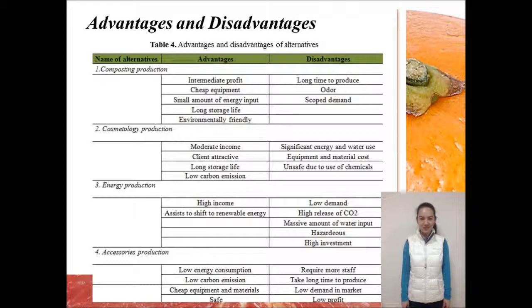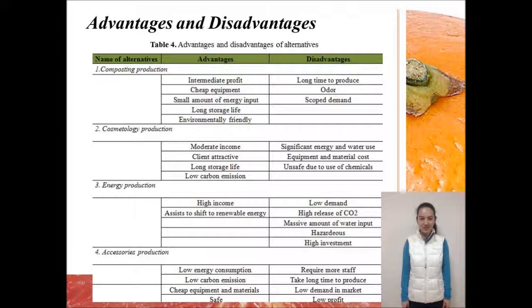Second, cosmetology production. The scope of these alternatives begins with the making of handmade soaps from orange peels and ends with the production of famous cosmetology products, due to the smell and other specific properties. The advantages are moderate income, client attractiveness, long storage life, low carbon emission. However, the disadvantages include significant energy and water usage, equipment and material cost, and it's risky due to the use of chemicals.